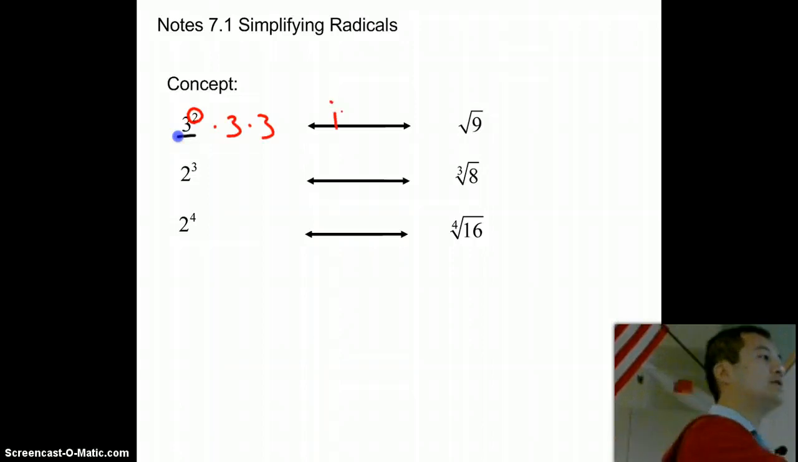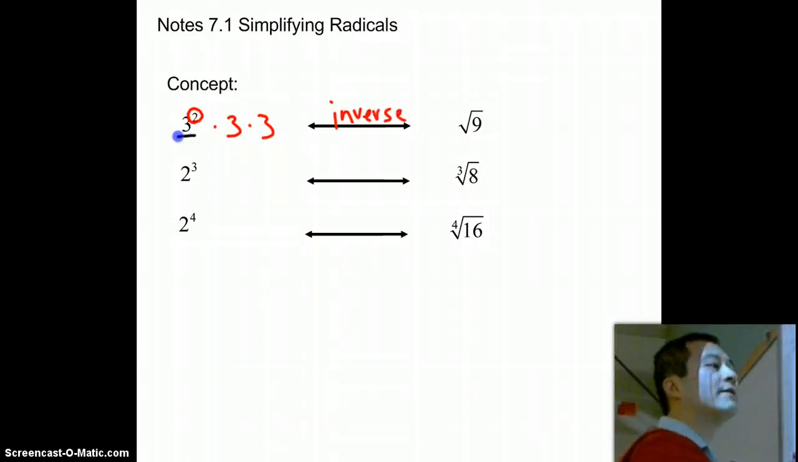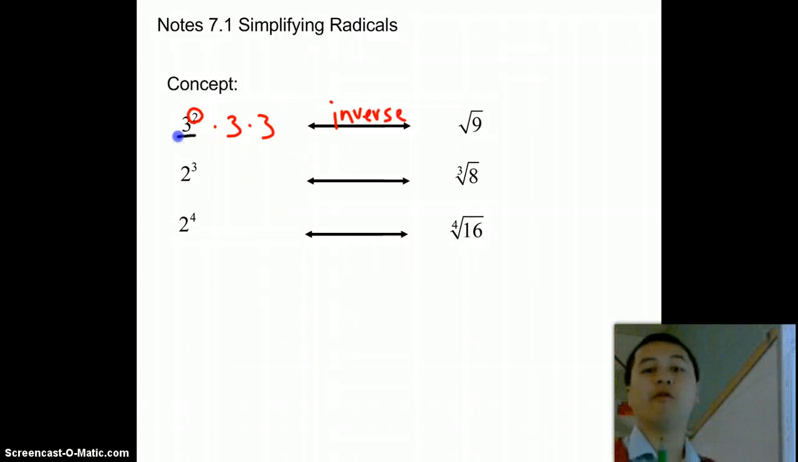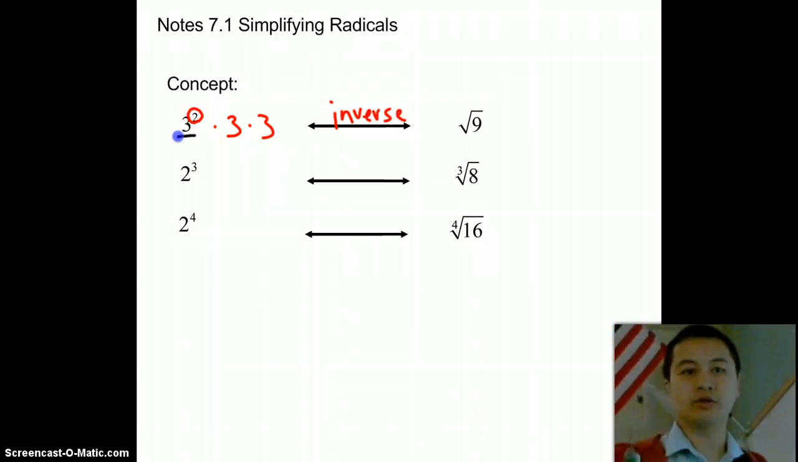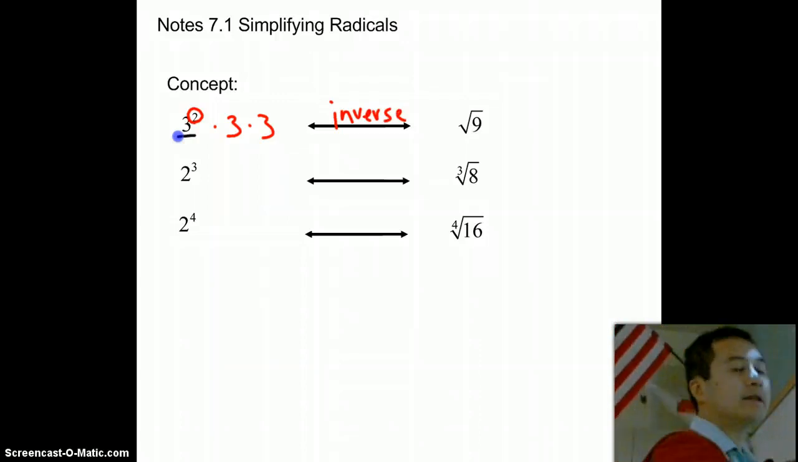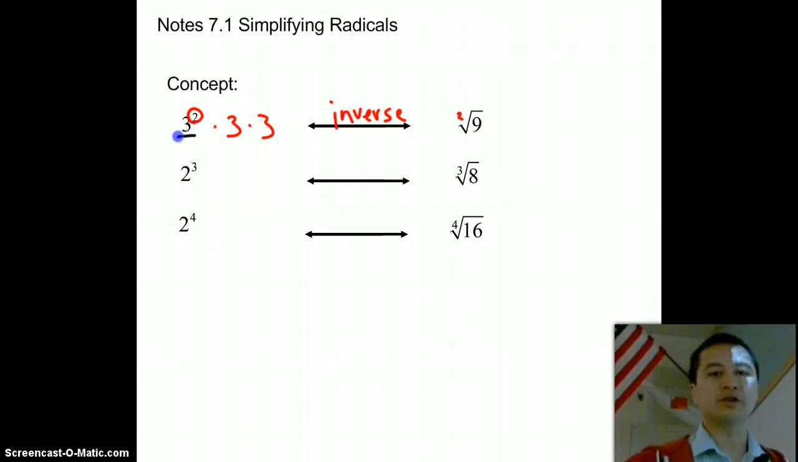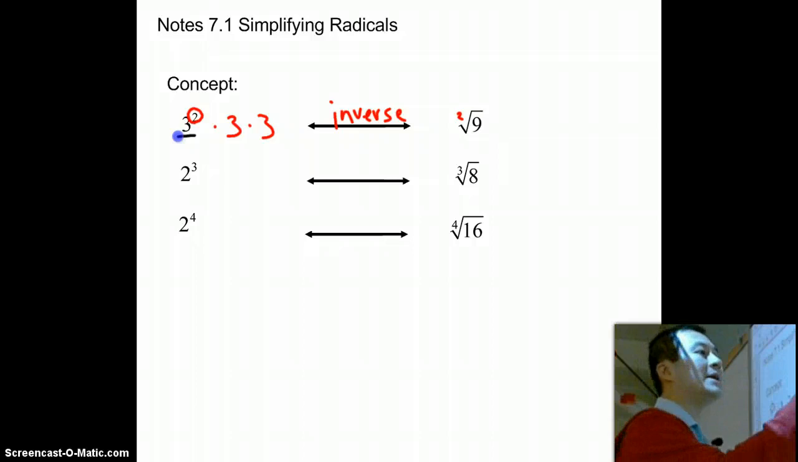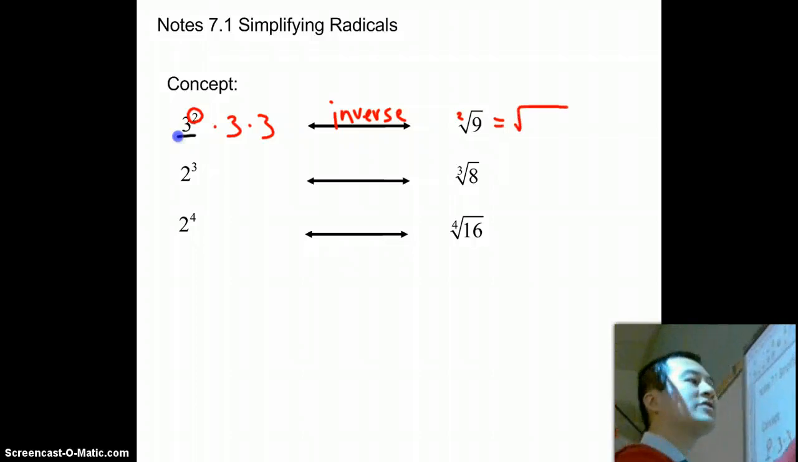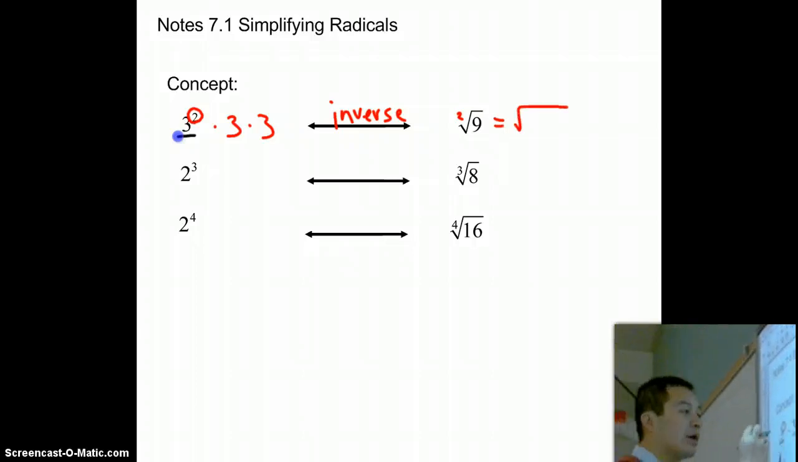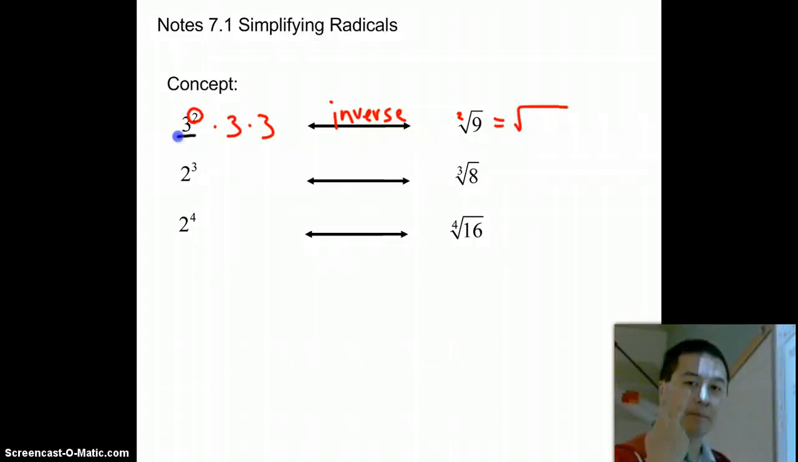Now, inverses of each other. And what are inverses? They're opposite operations. It lets you go forward and backwards, like you drive a car forward, you drive a car backwards. The operation here is square root. There's a 2 there, usually left out. And what does that mean? That means, like over here, square means make 2, square root means take out pairs.